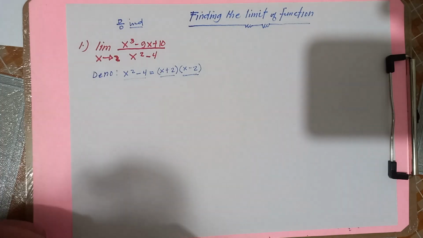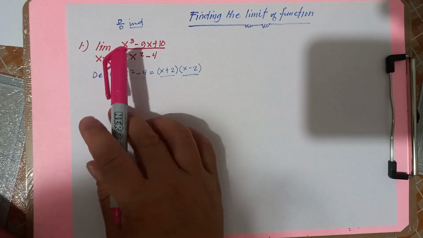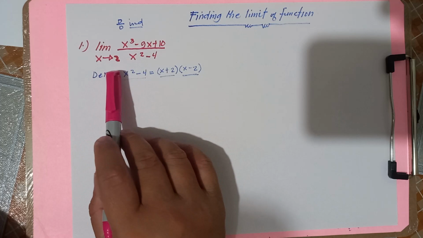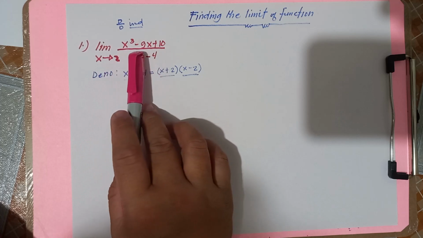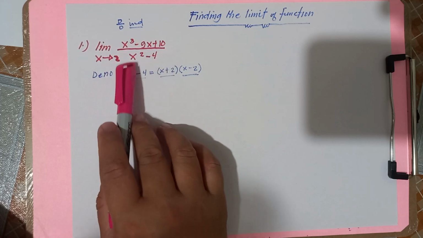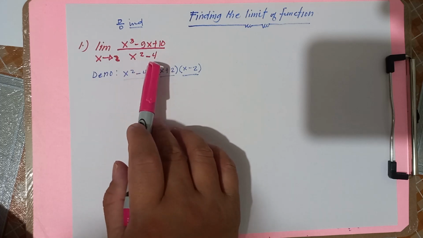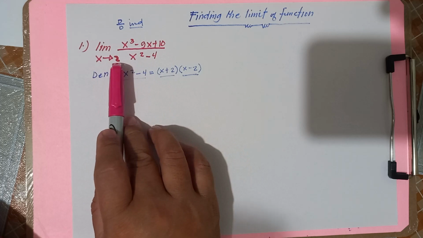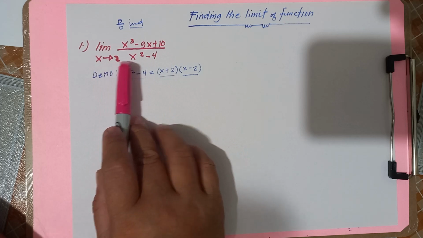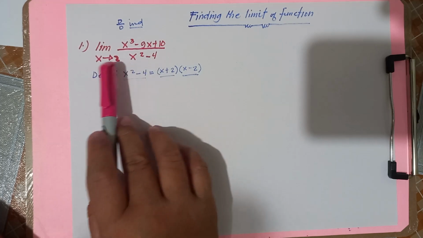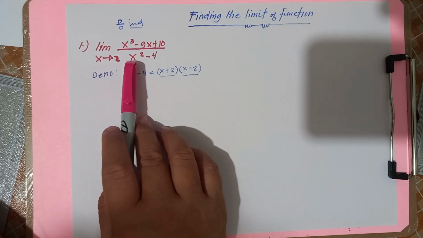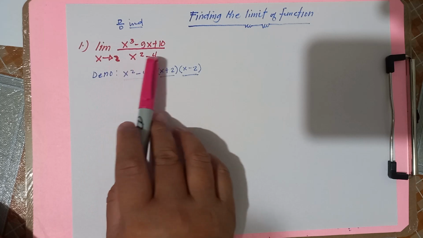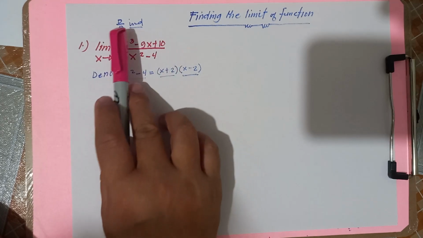So the next problem is to look for the limit of the given rational function. That is x raised to 3 minus 9x plus 10 over x raised to 2 minus 4, as x is approaching 2. Now notice that when we use direct substitution, which is the same as substituting x with 2, that is 2 raised to the second power, which is 4, minus 4, it will give you 0.